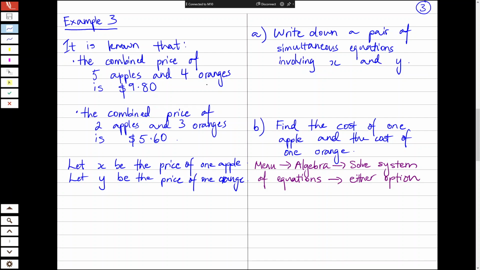Alright, so let me read the question to you. So, we know two facts. I don't know how much an apple and an orange cost. And that's what I want to find out. But I do know that if I have 5 apples and 4 oranges, the total price is $9.80. And if I have 2 apples and 3 oranges, the combined price is $5.60. What I want to know is how much does 1 apple on its own cost, and how much does 1 orange on its own cost.